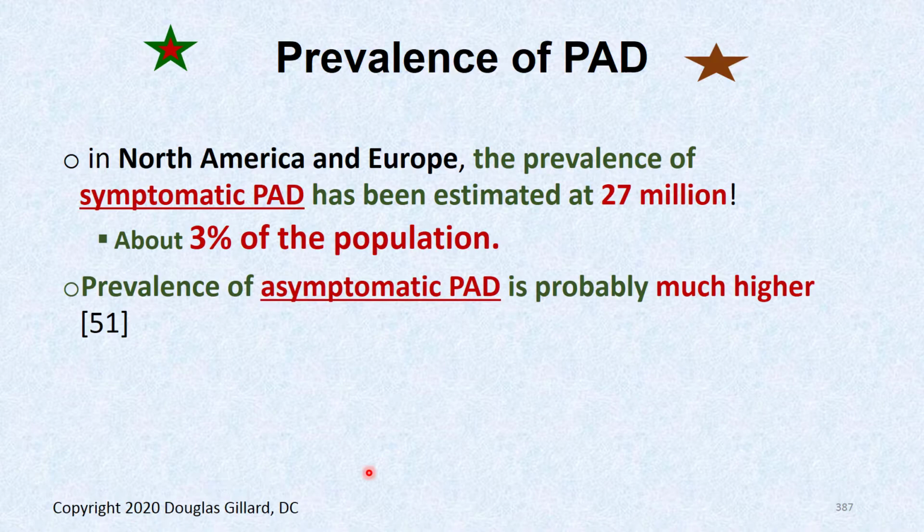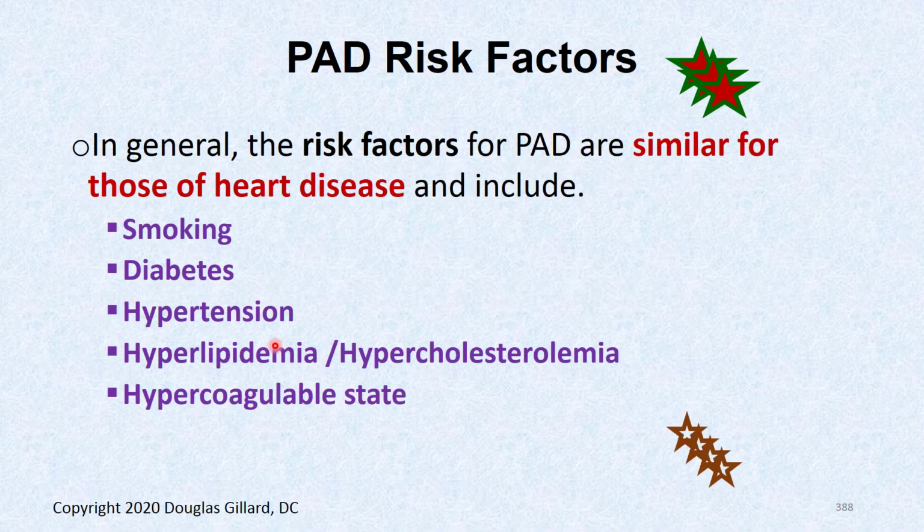What's the prevalence of PAD anyway? It's a big number, right? But 3% of the population has this, and it's probably much higher because most people are asymptomatic. So I would say it's probably up around 10% or so. And you don't detect PAD until you start having claudication and have to go to the doc. Risk factors are pretty much the same ones that increase the risk of all heart disease: smoking, diabetes, hypertension, hyperlipidemia, hypercholesterolemia, hypercoagulable state. All that stuff is a risk factor for PAD.